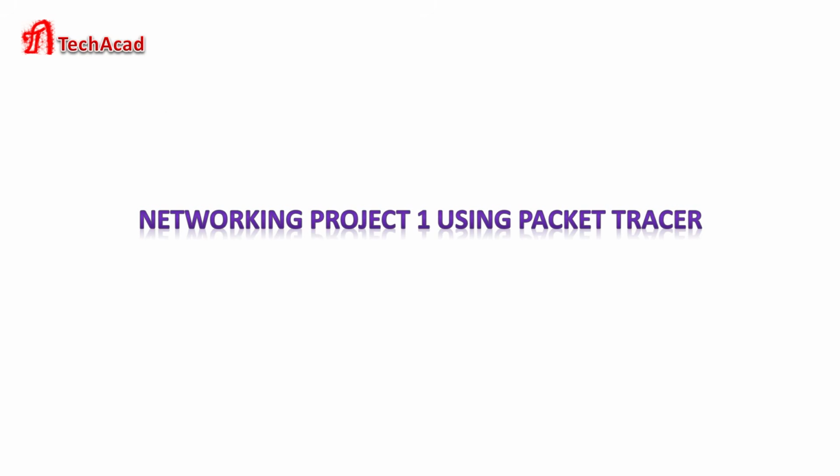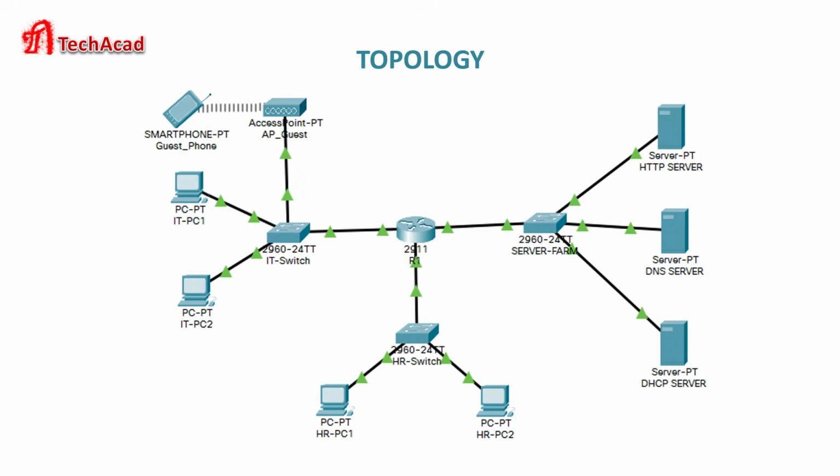Okay, now coming to the project. Here we can see the topology we are going to design in this project. We have a router, then three switches. So we can say we have three networks here. One is IT, one is HR, and we got one server farm.